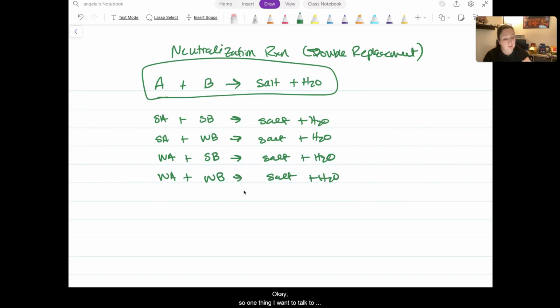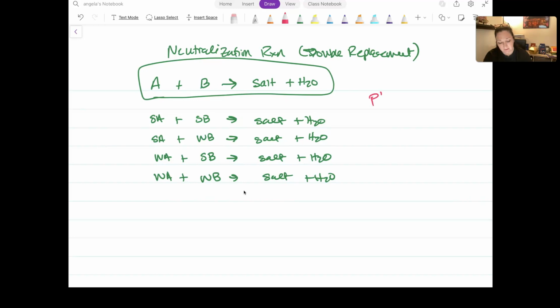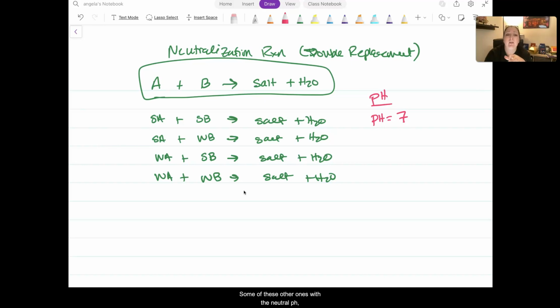Okay, so one thing I want to talk to you about is the pH, because we tend to talk about pH when we're dealing with acids and bases. So if you have a strong acid and a strong base and you mix them together in a neutralization reaction, then what you end up with is a neutral pH. So the pH is usually around 7. It's going to be, depending on who it is. Strong acid, strong base, pH is going to be 7. Some of these other ones with the neutral pH, when they say neutral, there's like a little bit of a neutral range. But we're talking about for a strong acid and a strong base, that neutral is 7. The pH should be right at 7. That's exactly where it should be.